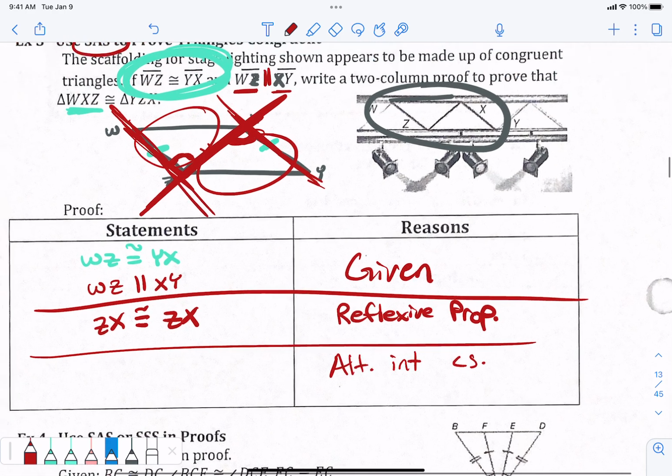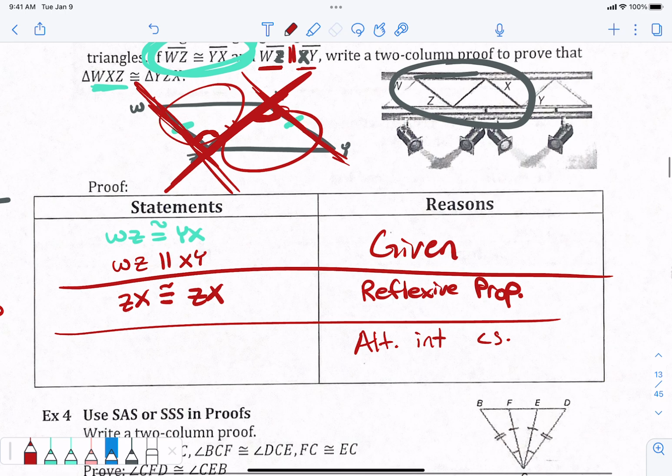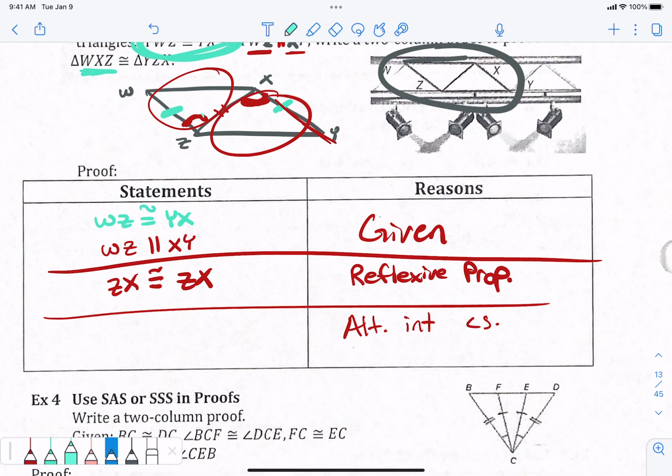Now I can't just call it angle Z and angle X. I've got to call them something different. If I'm talking about this angle right here, this is WZX. WZX is how we name it. Then the other one has to be YZX, or excuse me, YXZ.